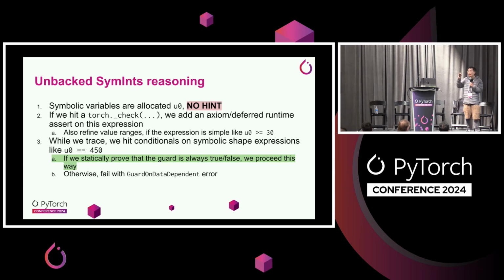But if I hit a conditional, if I need to do something different depending on if a value is 450 or not, now this previously what was an optimization, if I already knew this was true, is now load-bearing. I must be able to statically prove that this condition goes one way or another. Otherwise, I have no idea which way to go, and I will fail with a guard on data-dependent error.